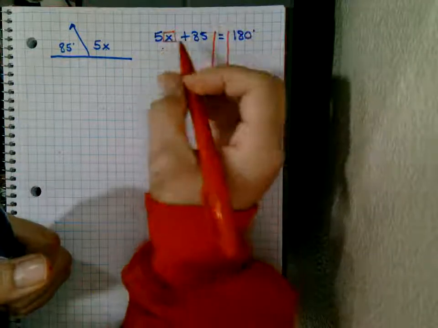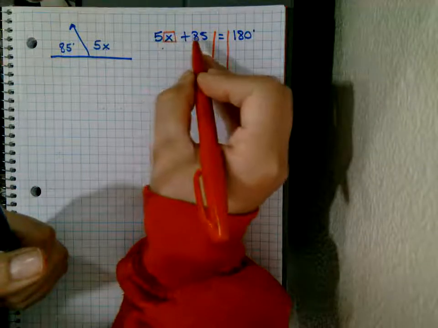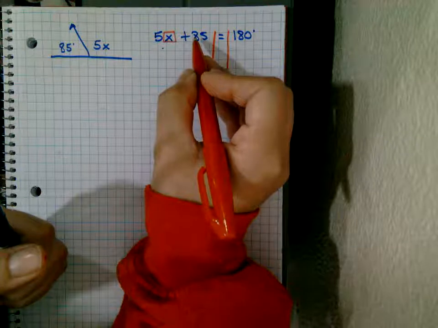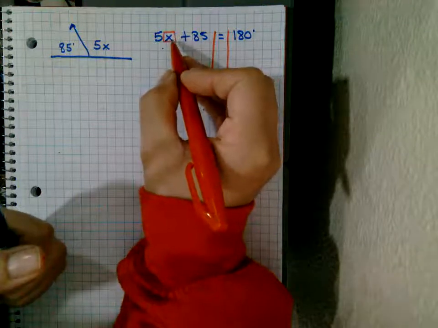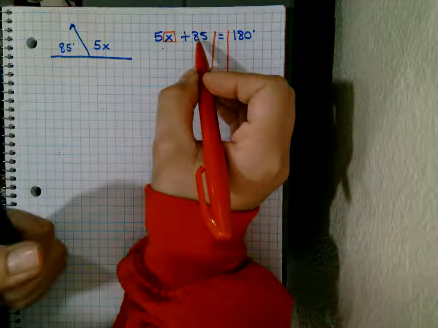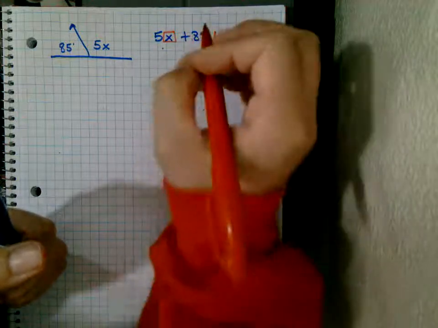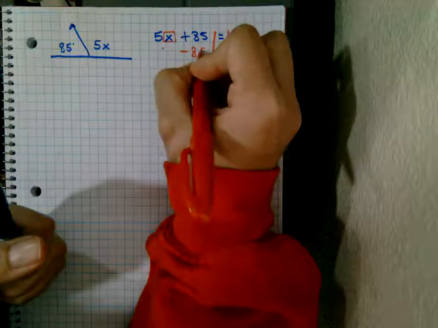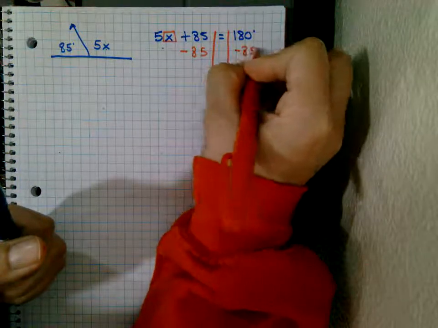Well, your goal is to get x by itself, right? So you're going to move the 5 and you're going to move the 85. And which number you move first does matter. You want to move the number that's furthest away from your x. Well, the 85 is just a little bit further. So I'm going to move the 85 first. It says plus, so I'm going to subtract 85 from both sides.